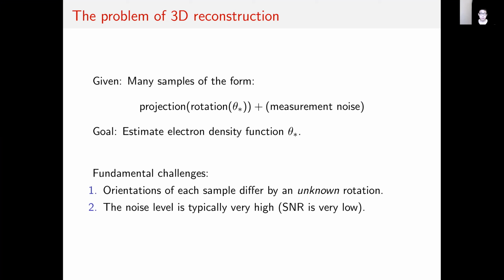From an abstract point of view, the problem takes the following form. Given an unknown electron density function, theta star, we take samples as follows. A rotation and projection are applied to the density, and then we record a sample after some measurement noise. From these very noisy samples, our goal is to estimate the unknown density function theta star. There are two fundamental challenges to this problem. First, the orientations of each sample differ by an unknown rotation. And second, the noise level is typically very high, leading to a low signal-to-noise ratio.